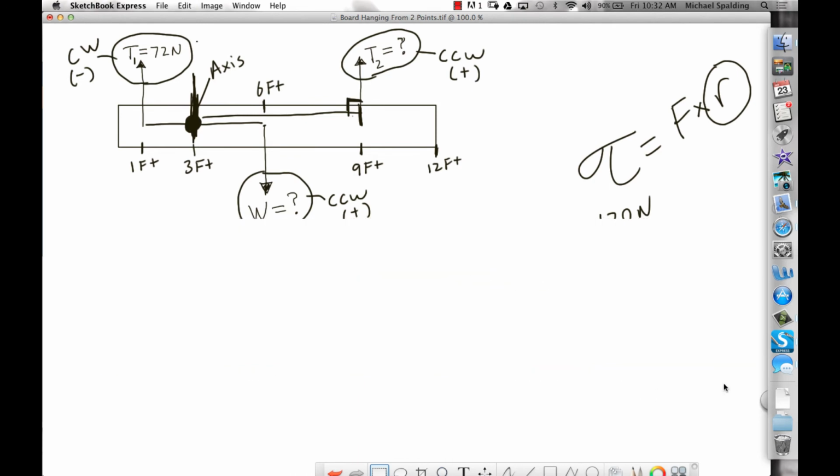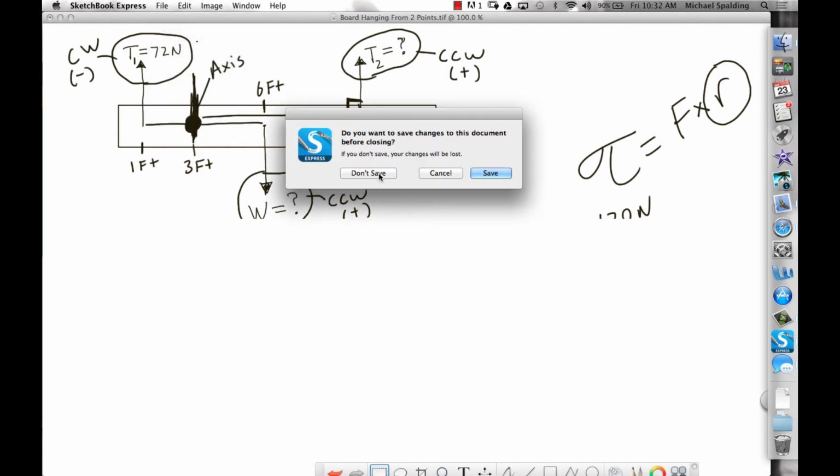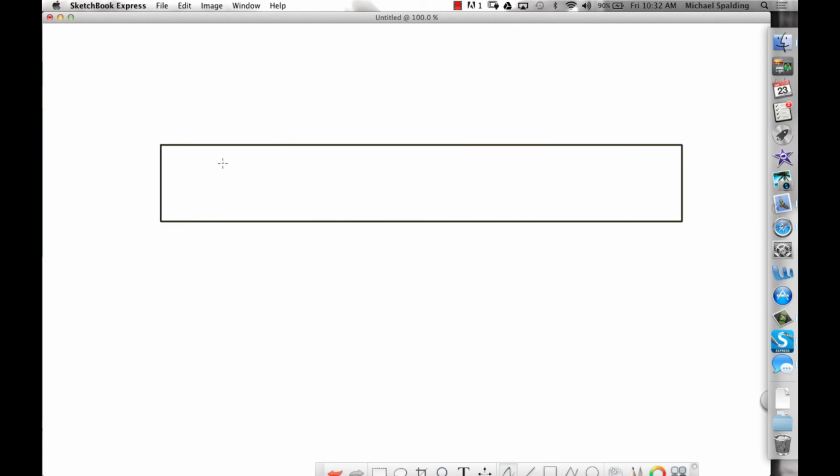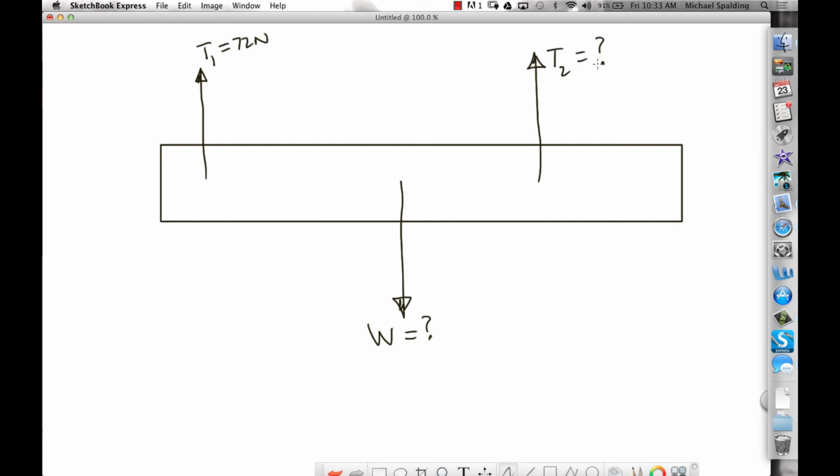Okay, so I'm going to clean this up quite a bit. In fact, you know what? I'm just going to redraw the whole thing. Sorry. That's too messy. So here's what we had. I'm going to redraw real fast. So we had T1 over here. So bear with me one sec. T1 was 72 newtons. The weight of the board was in the middle, like this. And that's a question mark. And then over here we had T2, which is also a question mark.